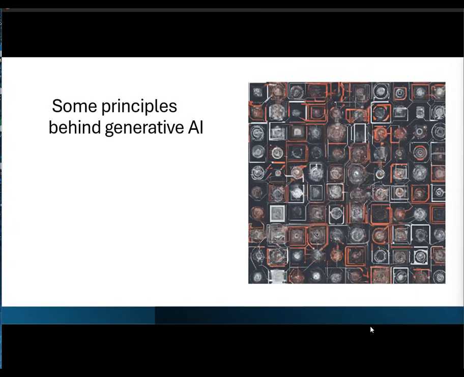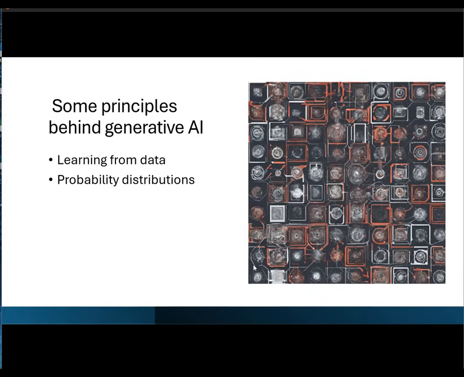Now let's look at some principles behind generative AI. These principles are rooted in the field of machine learning and involve training models to generate new data that resembles the data that we used for training them. The first principle is learning from data. Generative AI models learn patterns and characteristics from a large data set of examples. By analyzing the training data, these models learn the underlying structure and distribution of the data.